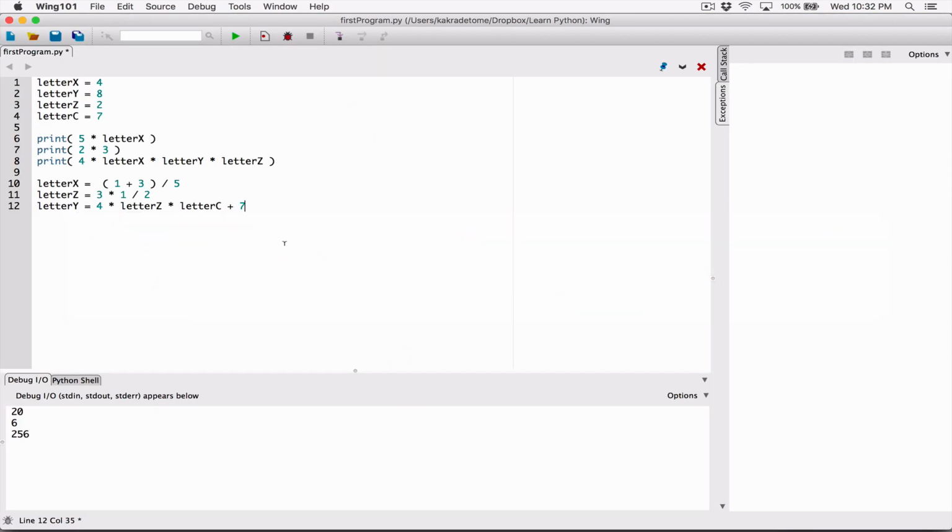This way. And we know that since the multiplication sign has a higher precedence, that's what's going to evaluate first. It's going to multiply 4 times letter z and then times letter c, and then it adds the result to 7. Addition comes last in the order of operations.